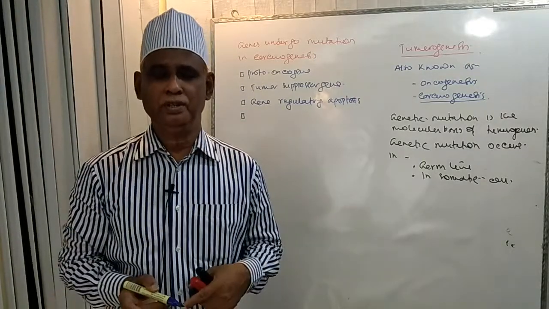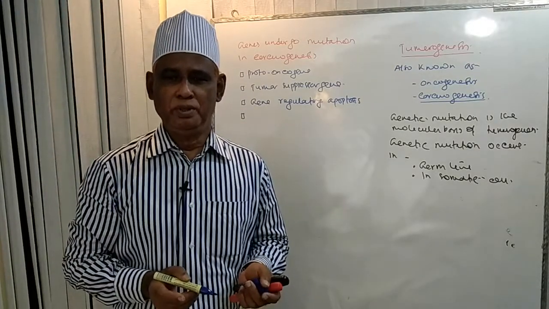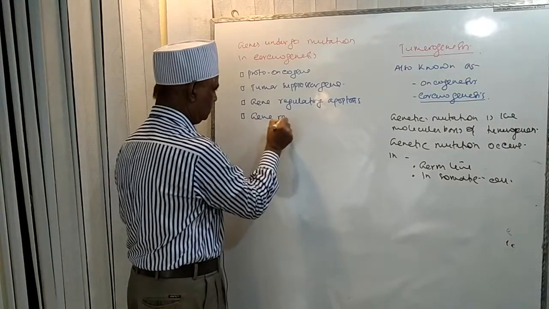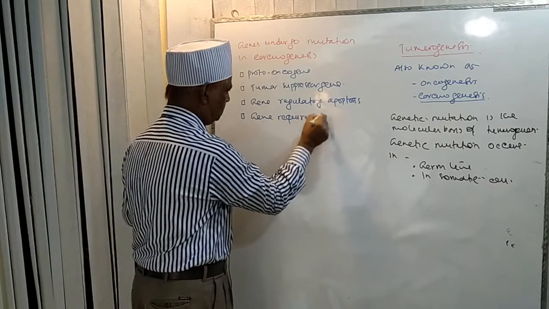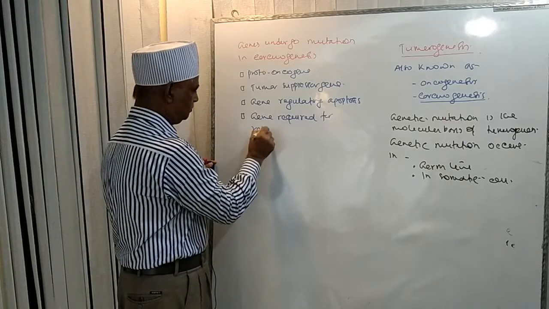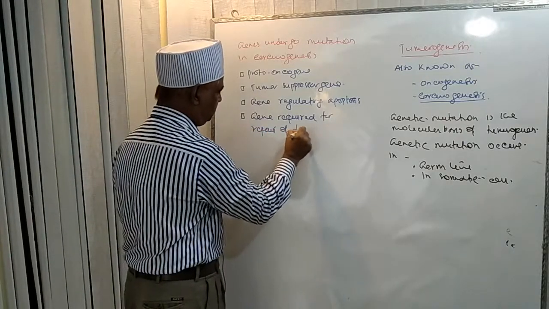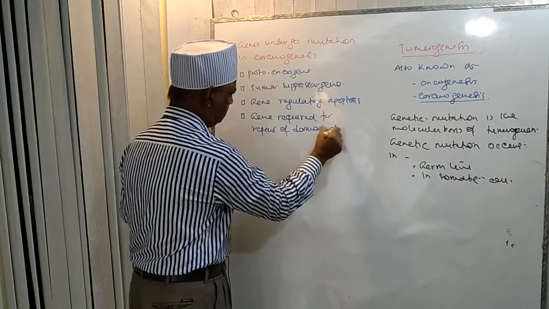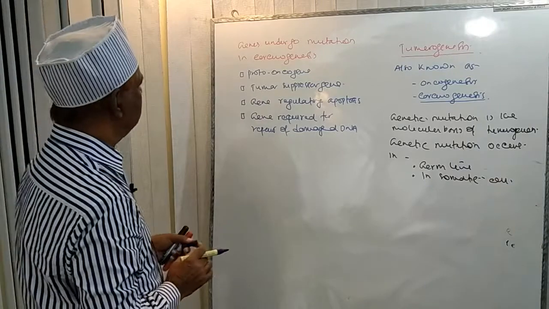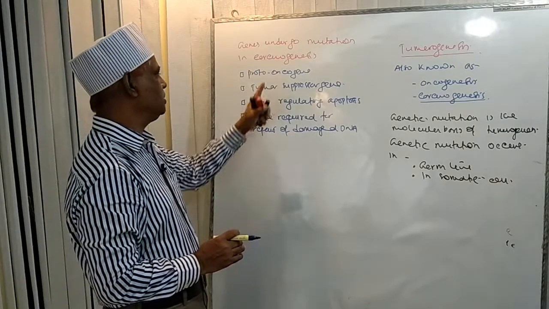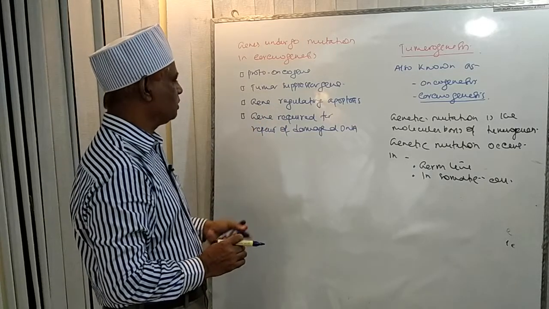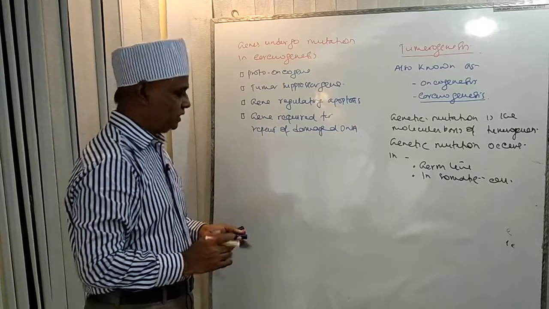Genes required for repair of damaged DNA. So these are the genes that undergo mutation in carcinogenesis: proto-oncogene, tumor suppressor gene, genes regulating apoptosis, and genes required for repair of damaged DNA.